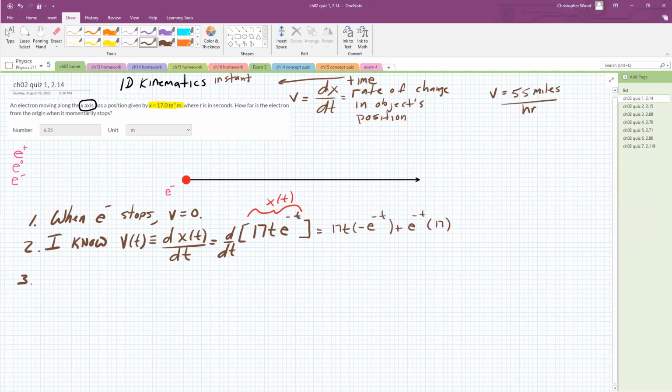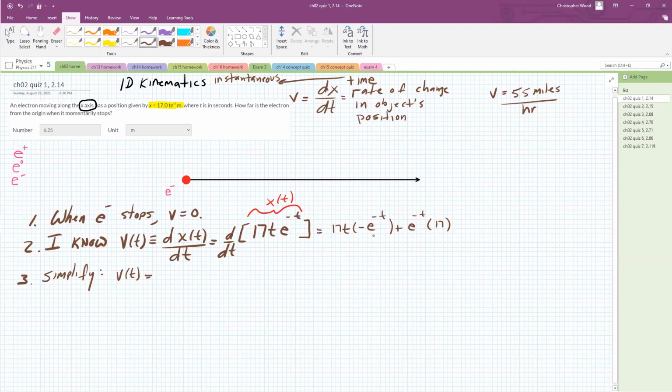So this is the instantaneous time rate of change of an object's position. All right, so here's my velocity function. Let me simplify. I have my velocity, and this t in parentheses means it's a function of time. Velocity is a function of time.